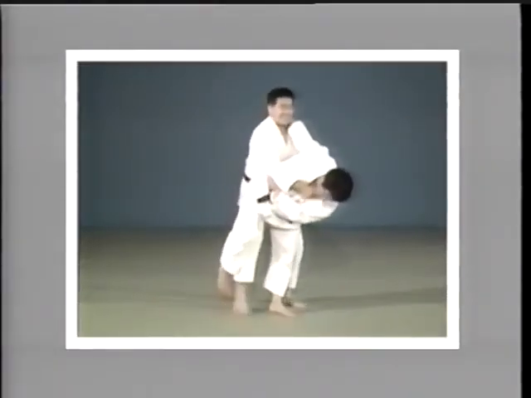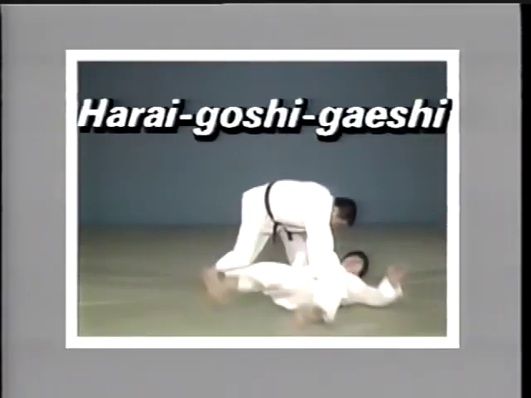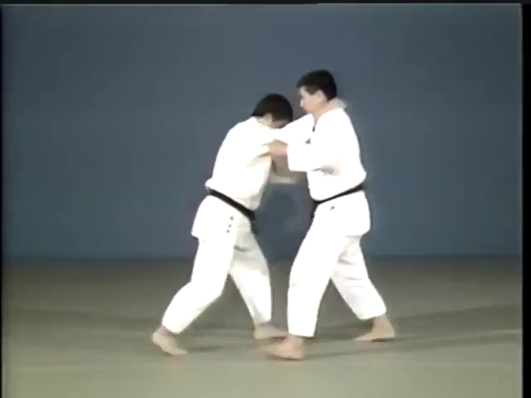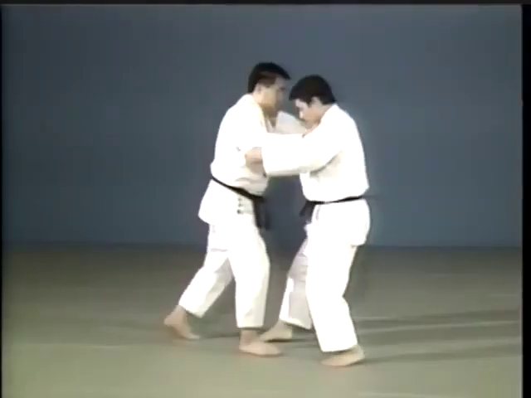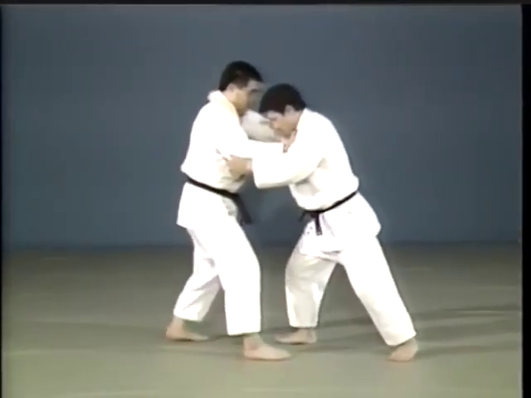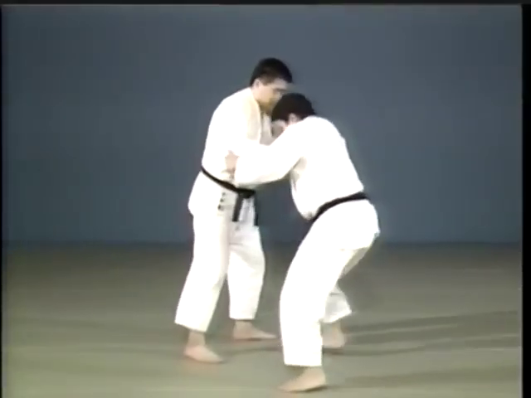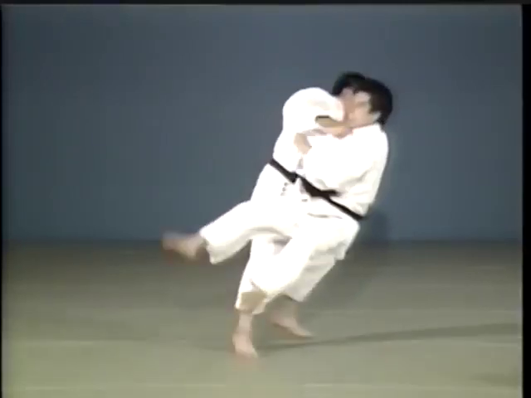Harai goshi gaeshi. In harai goshi gaeshi, you counter by reaping your opponent's pivotal foot for executing harai goshi. Just as your opponent attacks with harai goshi, you counter by extending your hips, then reap his pivotal foot to make him fall.